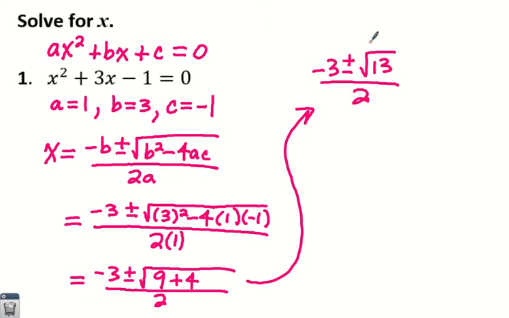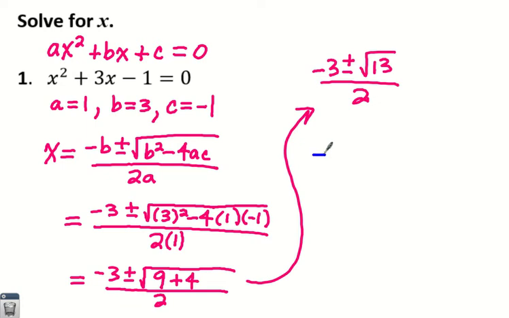I just want to point out one more thing, if I may, sorry. Just please understand that this plus or minus sign basically means that there's 2 answers. And normally you don't have to write them down separately, but I will just for the sake of instruction.